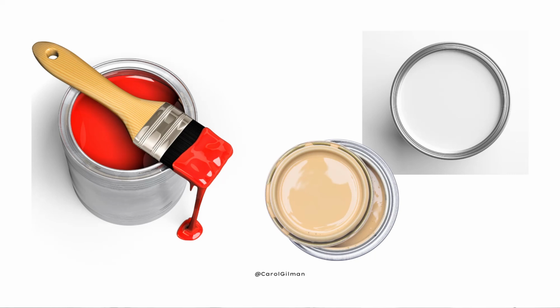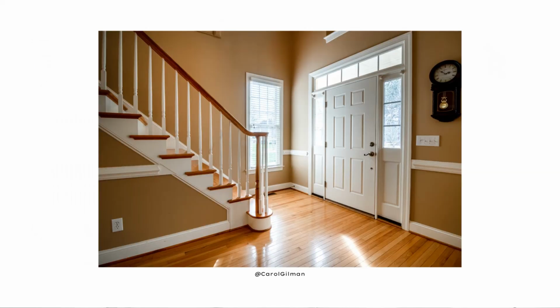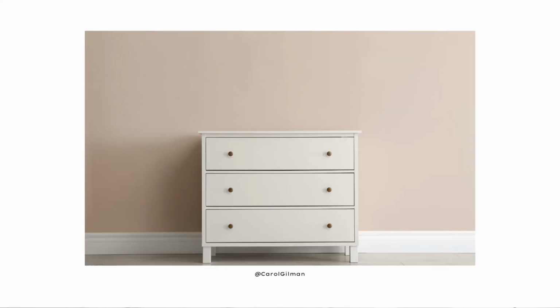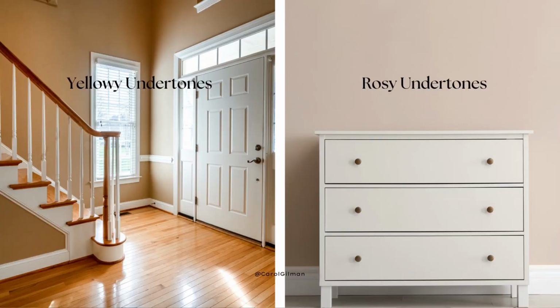A tan, for instance, can be tan. We recognize it as tan or beige, but then the undertones, those other colors that are mixed into that color, help to create a yellowish undertone, or it could even be a reddish undertone. It just depends on what mix of colors are in there to add another layer to the main color.